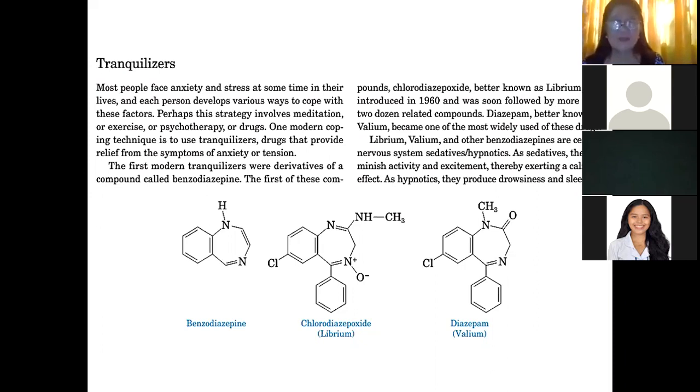So Librium, Valium, and other benzos are nervous system sedatives and hypnotics. They are sedatives, which will diminish activity and excitement, thereby exerting this effect. So what is the effect? They will produce drowsiness and sleepiness. For those who cannot sleep, it is just a small problem.